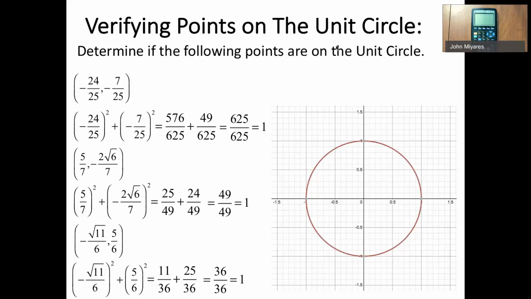Secondly, all of these points, when plugged into the equation, happen to come out to equal 1. This means that they must all be points on the circle. If you look carefully on your calculator or on a graphing app like Desmos, we can locate all of these points on the circle.